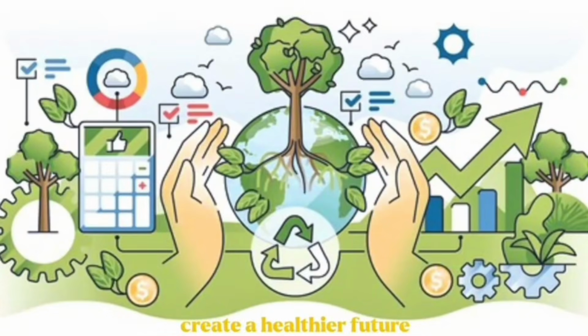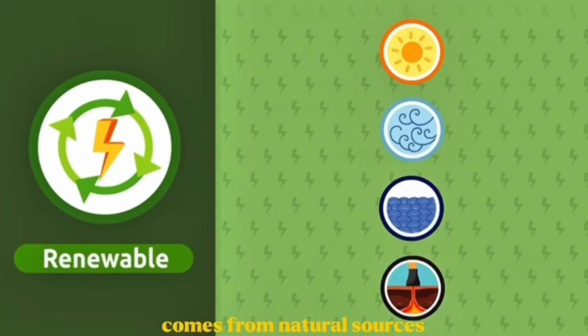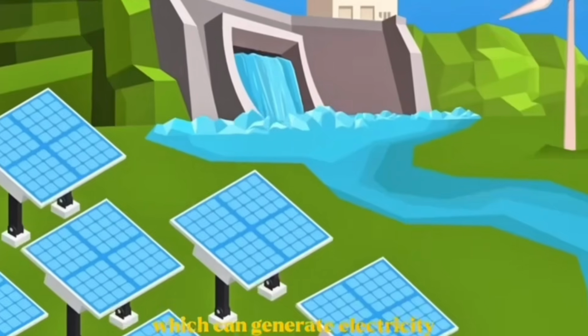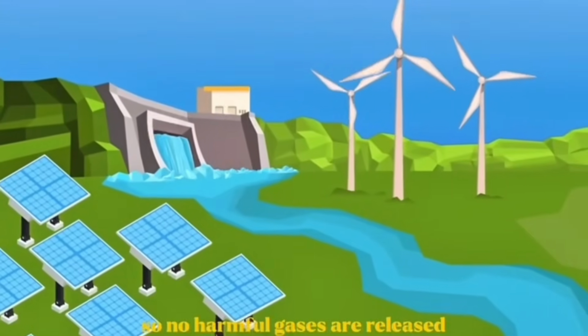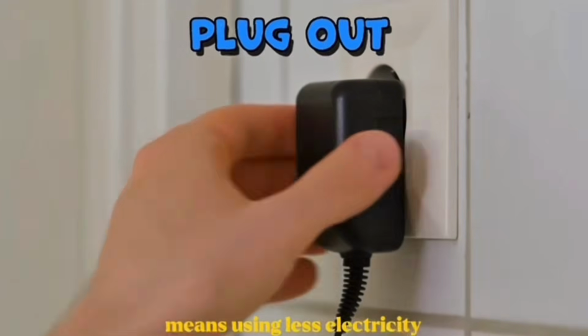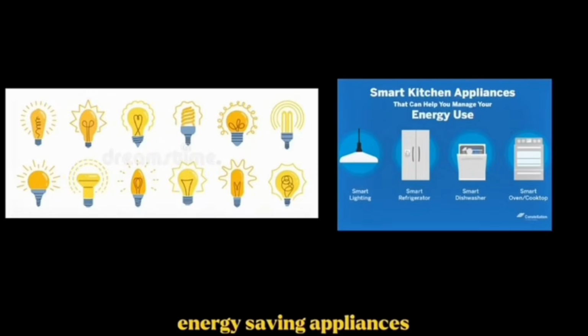Renewable energy comes from natural sources like the sun, wind, and water, which can generate electricity without burning coal or oil, so no harmful gases are released. Energy efficiency means using less electricity by using LED lights and energy-saving appliances.